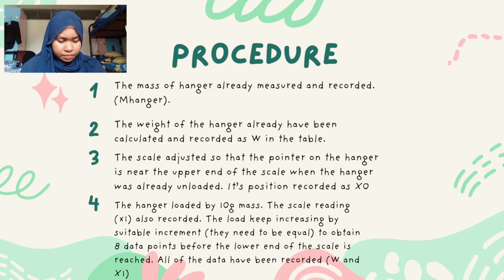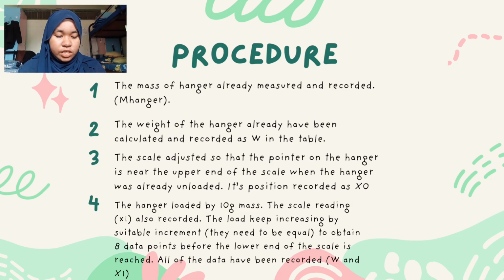Number 4, the hanger is loaded with a 10 gram mass. The scale reading, known as x1, is also recorded. The load keeps increasing by suitable increments, which need to be equal, to obtain 8 data points before the lower end of the scale is reached.